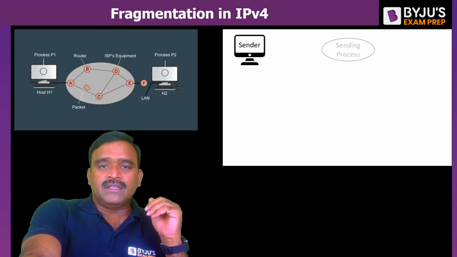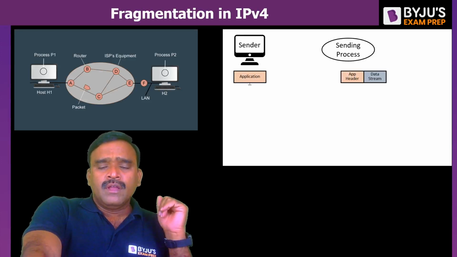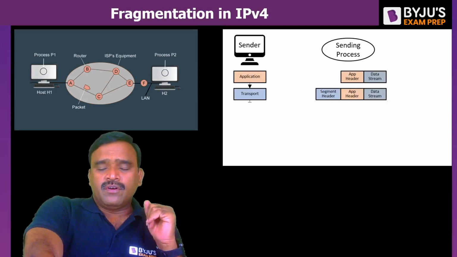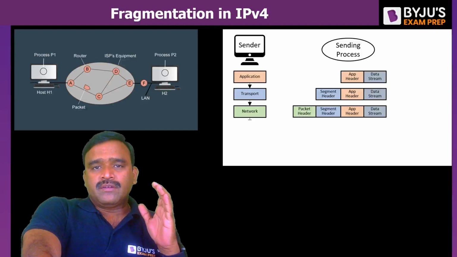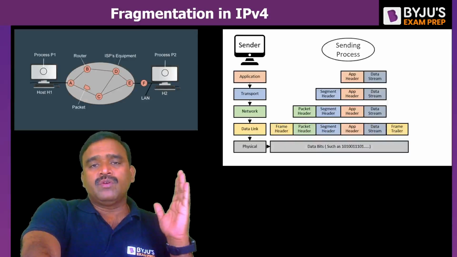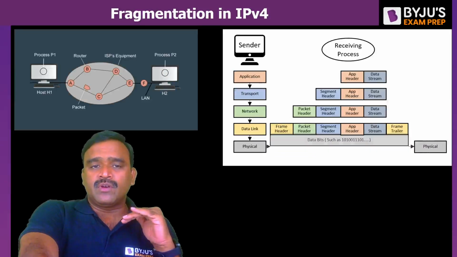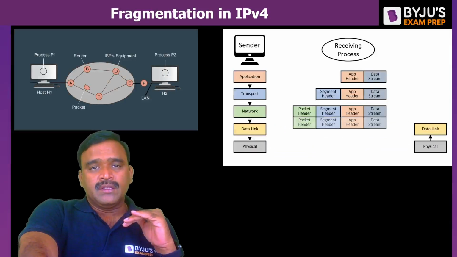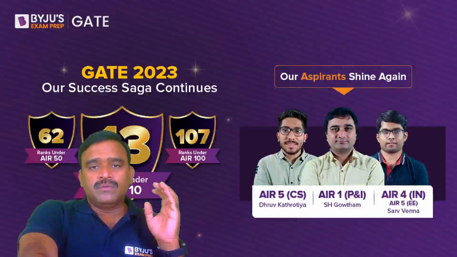Before that, there is the fragmentation of IP version 4. So how to do this fragmentation while you are passing the information from one node to another node, from one network to another network. That's what we are supposed to do.